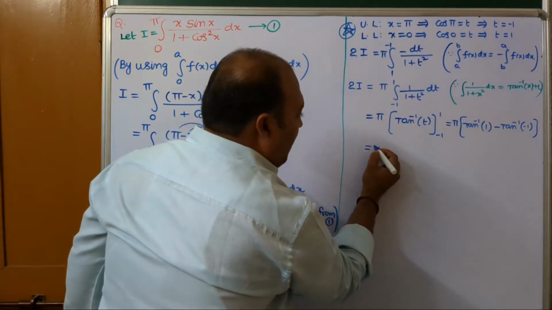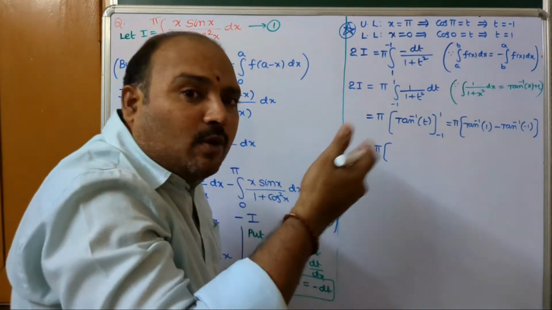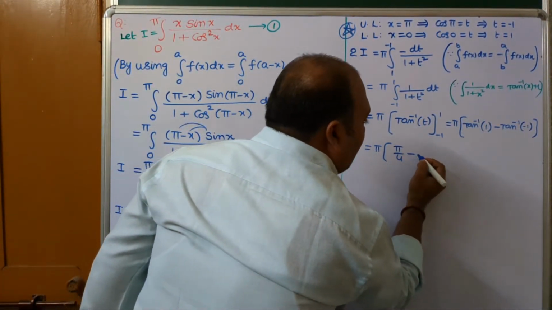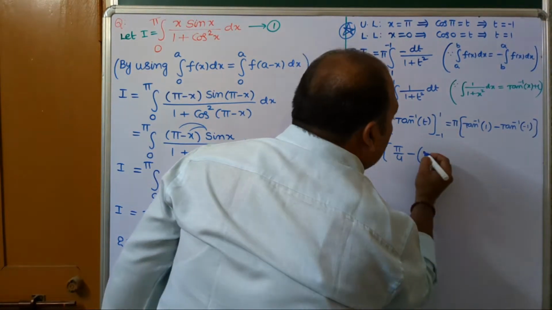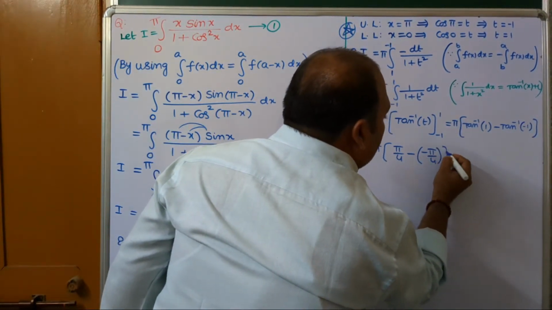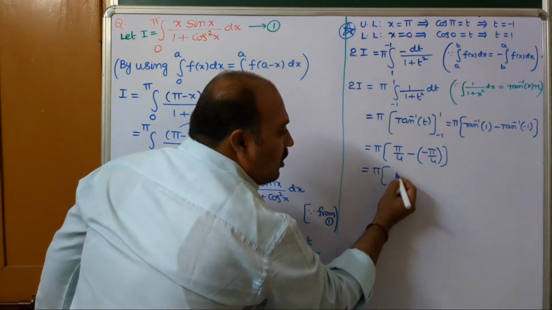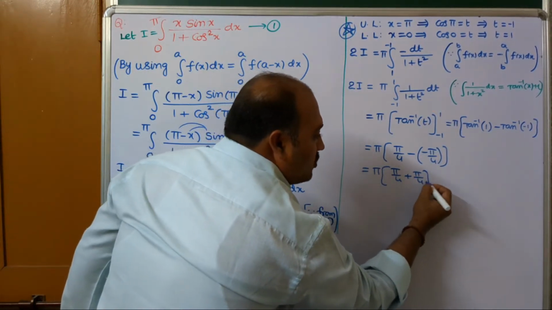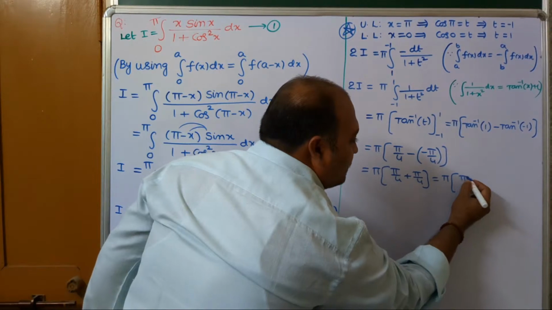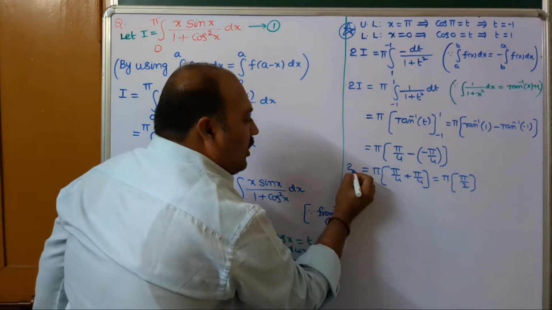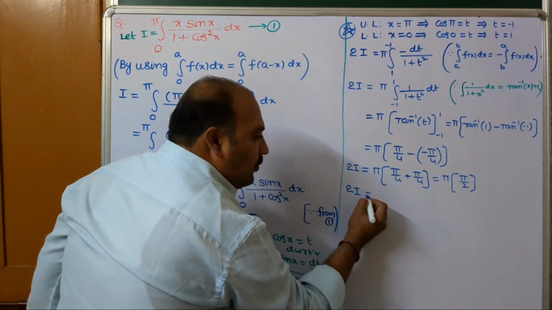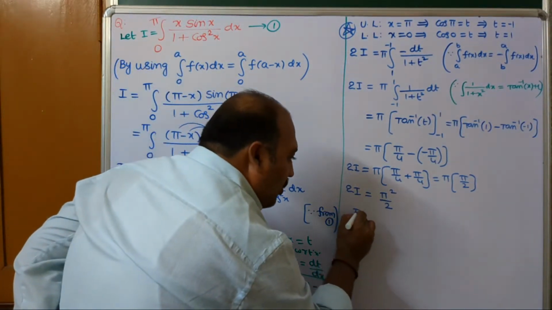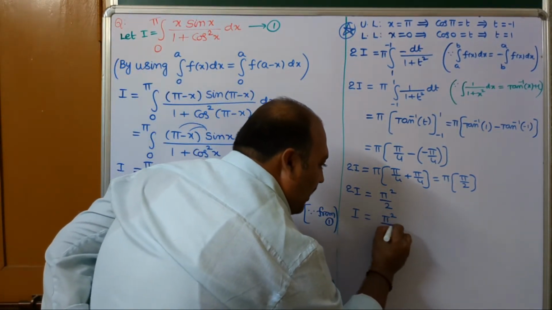So that is equal to pi into tan inverse of 1. Tan, when it will be equal to 1, pi by 4. So tan inverse of 1 is pi by 4 minus, in brackets, tan inverse of minus 1 is minus pi by 4. So that is equal to pi into pi by 4 plus pi by 4. So pi into pi by 4 plus pi by 4 is pi by 2. So 2I equal to pi square by 2, but I want I value, dear students. So I equal to pi square by 4.